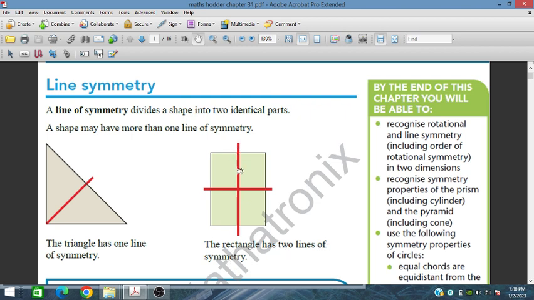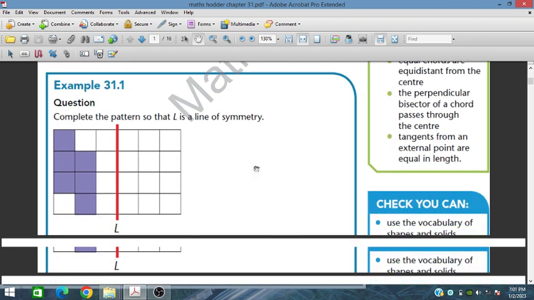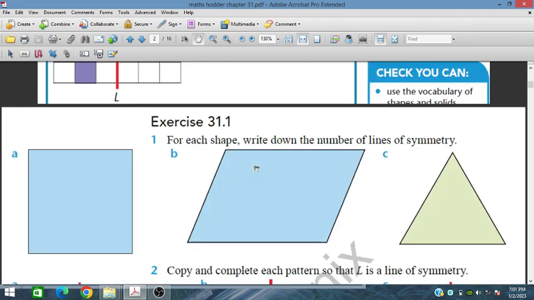So if we fold along these lines, this point will fold onto this point and this vertex will fold onto this one. Similarly, this edge will fold onto this edge, and this edge will fold onto this one, and this part will fold onto this. If we fold across this line of symmetry, this is called symmetry. So let's solve this exercise.